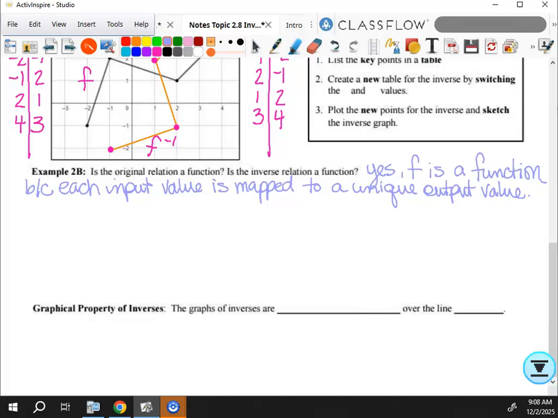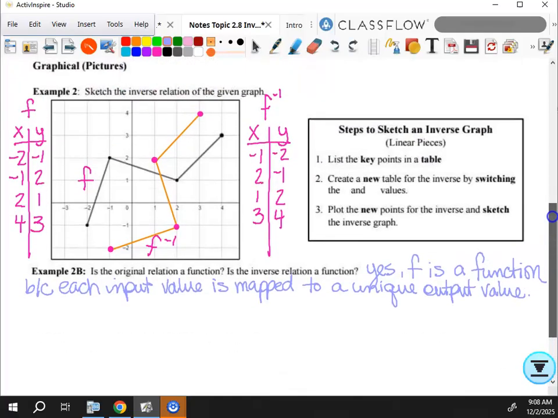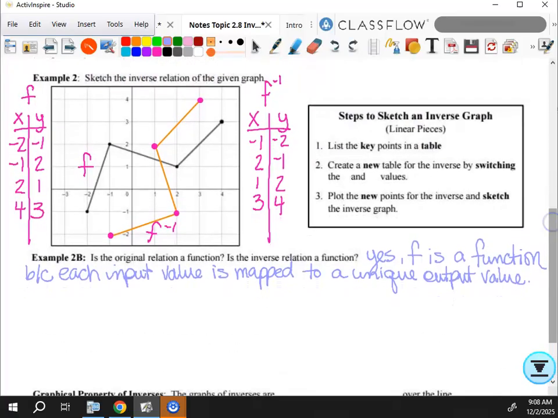All right, and then it asks, is the inverse relation a function? Okay, is the inverse relation a function? What do we think? Yes? Are you sure the x's don't repeat? Look, I got x is 1, I got a point there, and I got a point here. It doesn't repeat in my chart, but I don't have every single point in my chart, right?